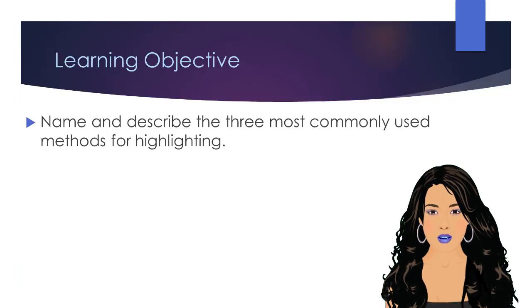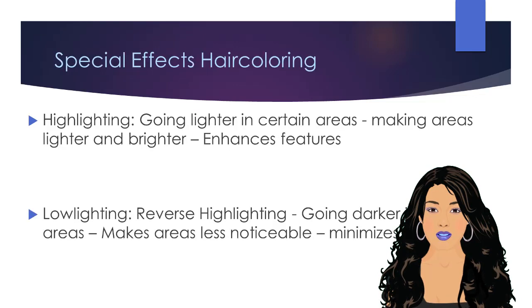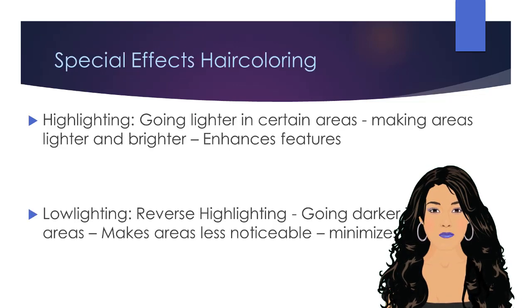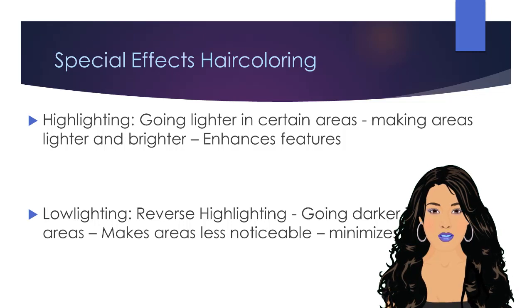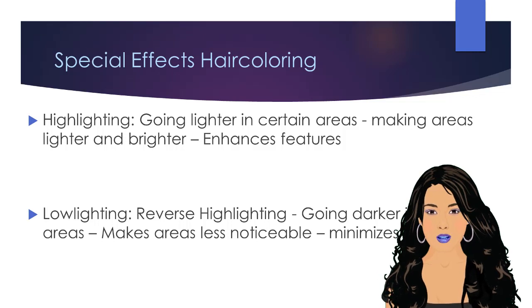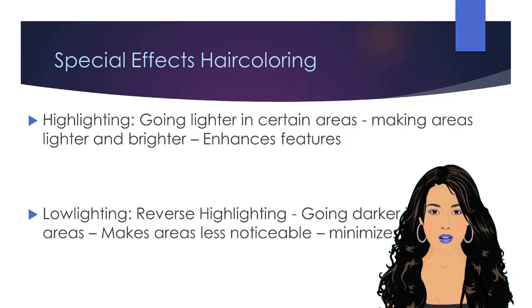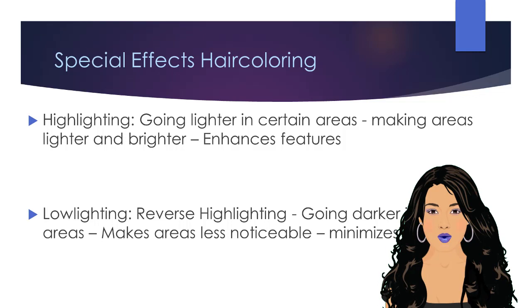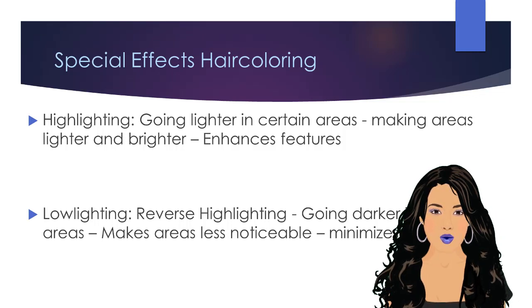Our learning objective is to name and describe the 3 most commonly used methods for highlighting. Highlighting involves coloring some of the hair strands lighter than the existing hair color in certain areas. Highlighting creates an illusion of depth by making areas lighter and brighter to enhance certain features. Low lighting, also known as reverse highlighting, consists of coloring various strands darker in order to make an area appear less noticeable and to minimize features.